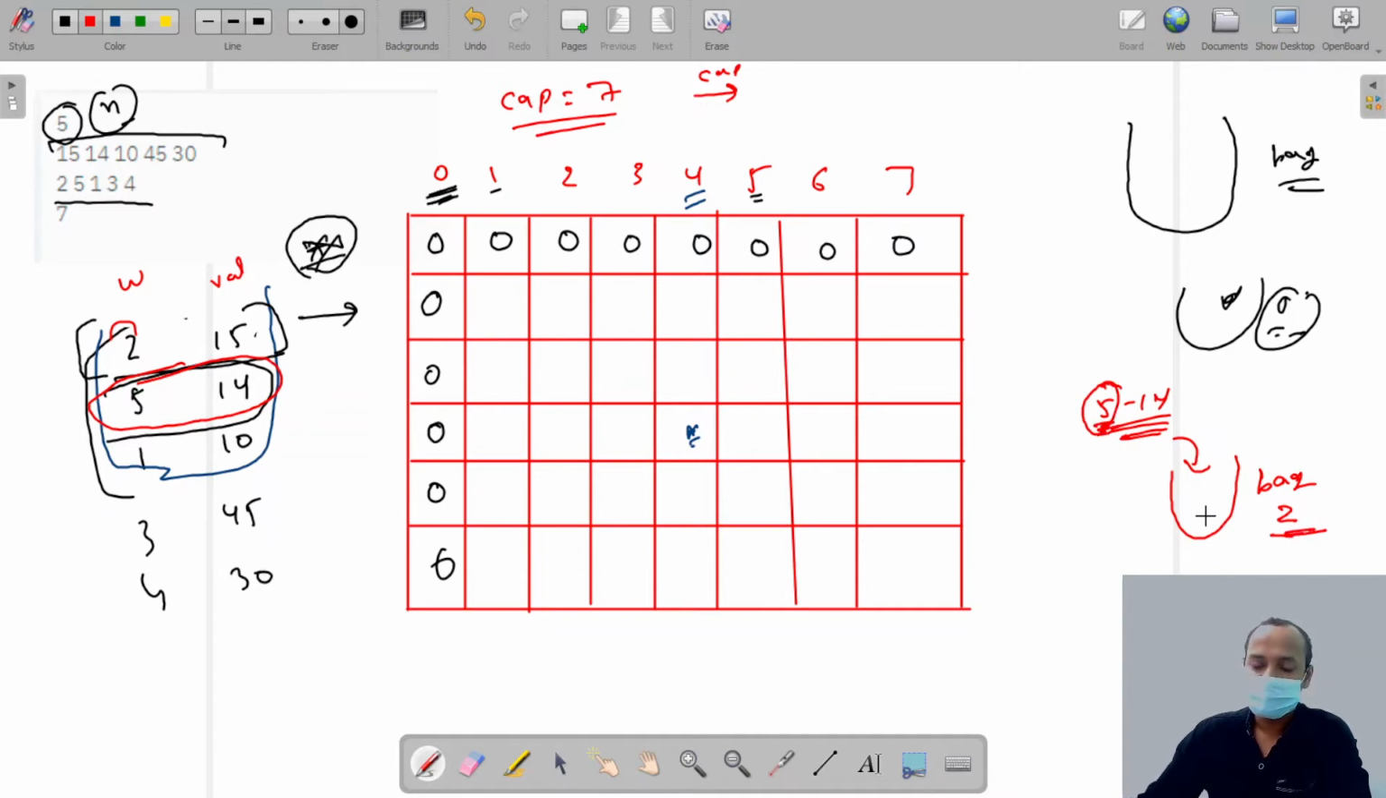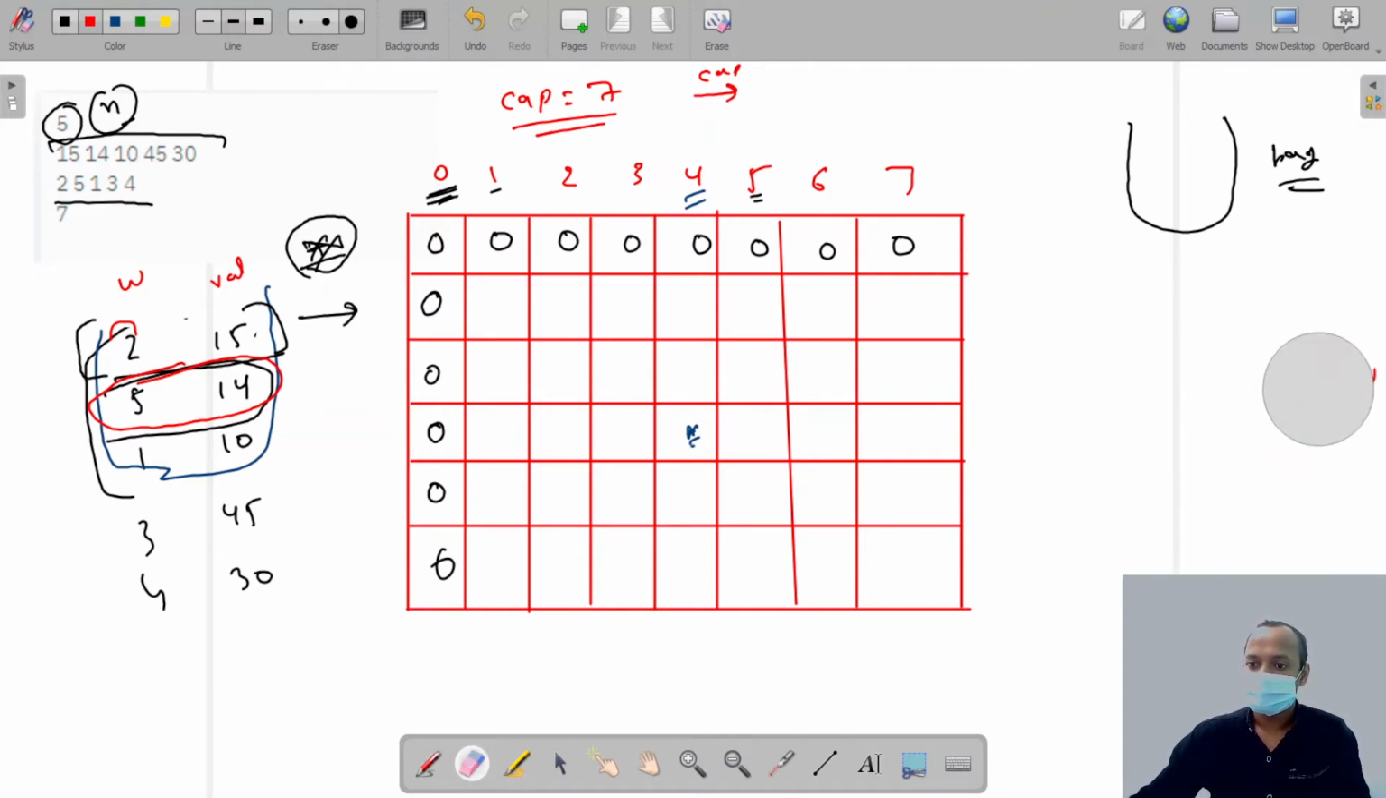So can we put this item in our bag? No, we can't, because the weight of the item is greater than the capacity of the bag. So we can't put this item in our bag. So the condition is that the weight of the item is less than or equal to the value of capacity. Then we can take this item in our bag. All right, now you understand this. So let's fill the array.